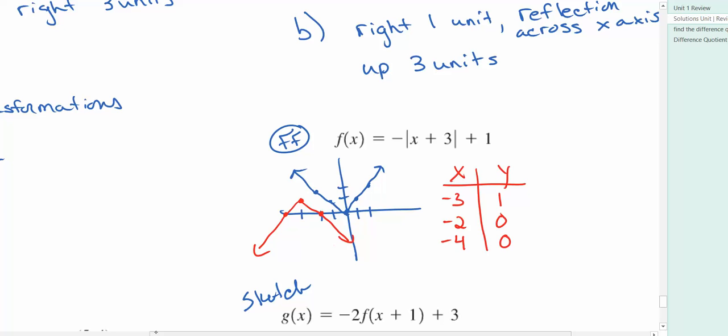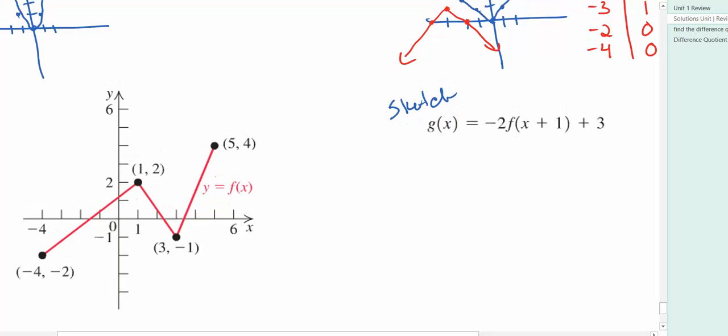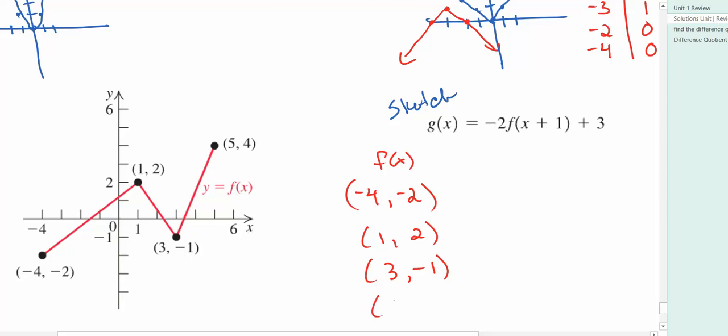Okay, now on this problem, I want you to actually sketch a graph given this graph. What I recommend students do is take the points that you have. For f, you have the point -4, -2, and you have the point 1, 2, and you have the point 3, -1, and you have the point 5, 4. Just taking those off the graph. And let's do the transformation. You're going to go left 1, you're going to multiply your y by 2, and then reflect it across the y-axis, so you're going to make it negative. And then you're going to add 3 to the y.